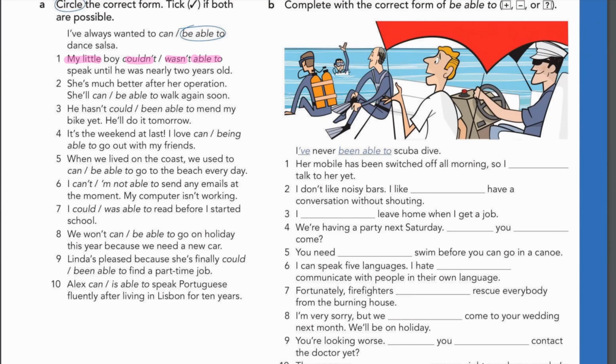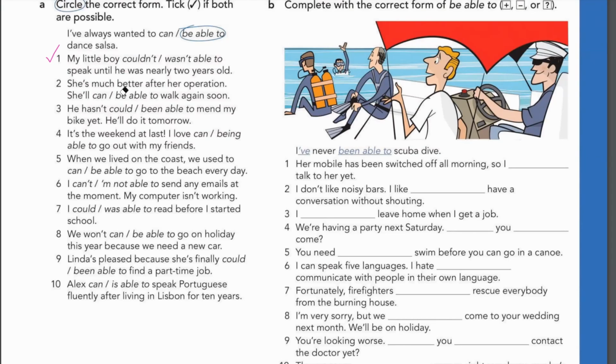Okay, so here we can use tick. We can use both of them. I can say my little boy couldn't speak, or my little boy wasn't able to speak. And obviously here couldn't is better, but if you want to sound more polite, then we're going to use wasn't able to. Okay, so that's it. So the first one is both of them correct.